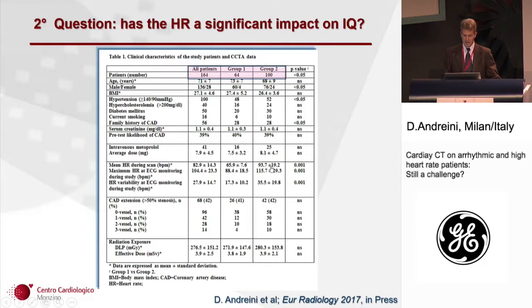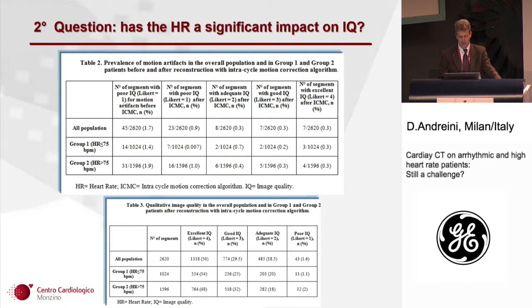For this reason, in this large group of AF patients, in a paper accepted a few days ago in European Radiology, we divided our population on the basis of the heart rate value with a threshold of 75, in order to evaluate if for more than 75 we still have good image quality. You can see here 66 patients with less than 75 and 94 with more than 75. The dose is exactly the same, 3.8, so very good.